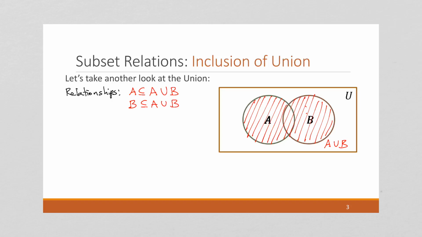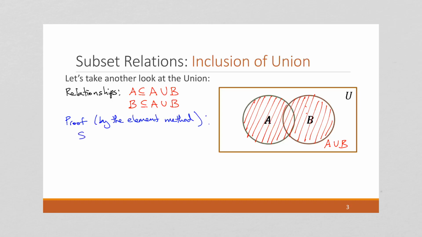And again, looking at this makes sense. So if we take A, it is part of the overall shaded region, right? And B is part of the overall shaded region. So they're both subsets of the overall shaded region. But we can prove this more formally using the element method.